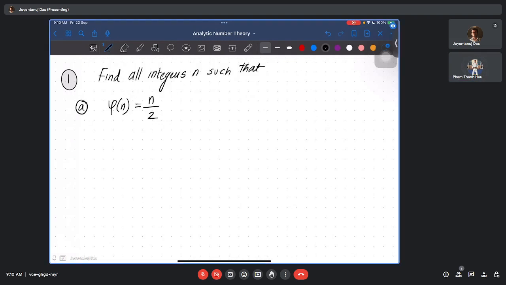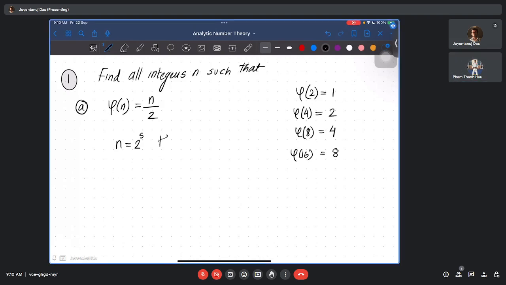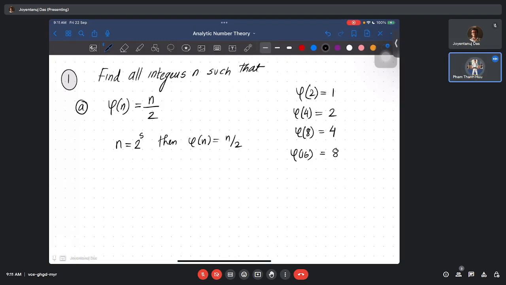From the table, what we got is that phi of 2 is 1, phi of 4 is 2, and phi of 8 is 4. So let us similarly calculate: what is phi of 16? 8. So what we get is that if n equals 2 power k, then phi of n is n by 2. But we have to prove that in general. So how to prove that? Maybe induction.